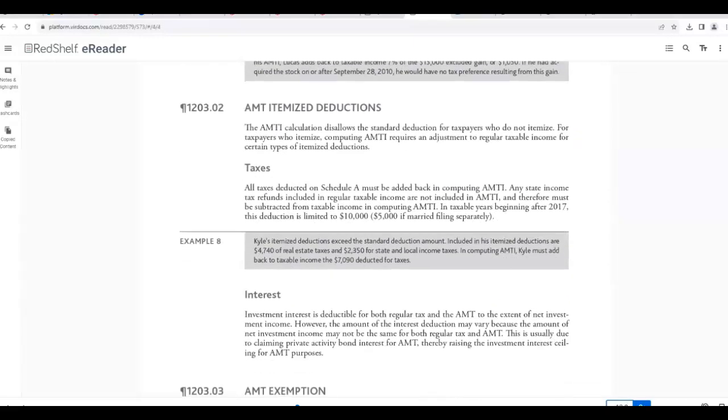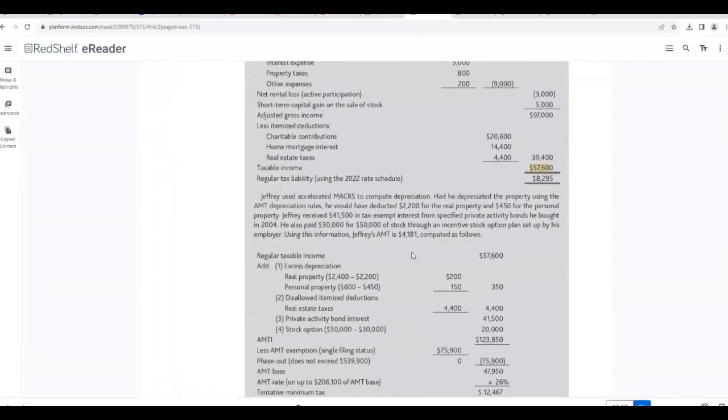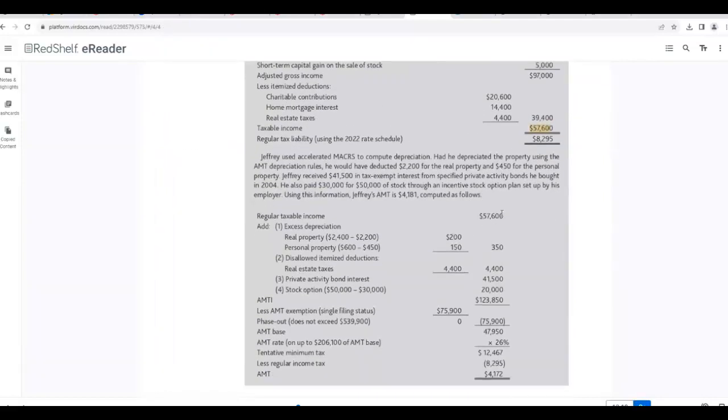Okay, so let's go back to that 12-10 anyway. Let's look at the problem that we were looking at. We got the taxable income, we added excess depreciation to it, we disallowed itemized deductions. Real estate tax is 4,400. That has to be added back to this calculation of taxability of income.